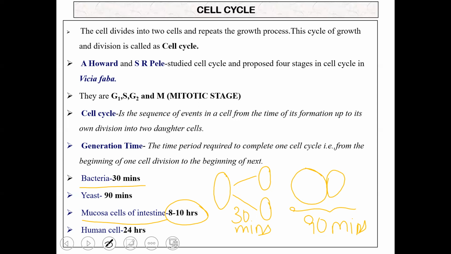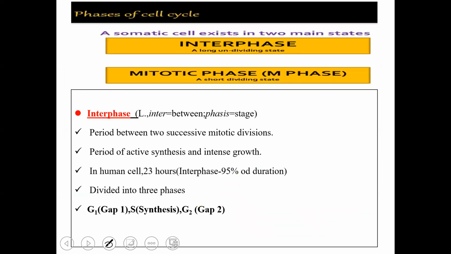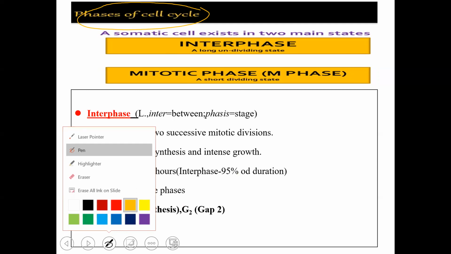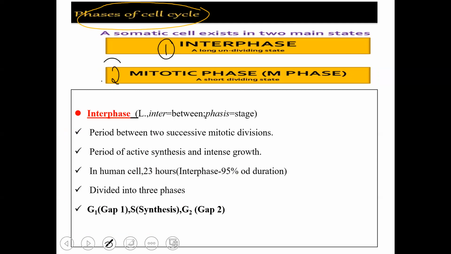Now, coming to the phases in detail, we'll go ahead with the details of the phases. Basically, it's divided into two important phases. As I told you earlier, the cell cycle is divided into two phases. One is the interphase. The second one is the mitotic phase. Interphase is the longest phase. Okay, interphase is the longest phase. It takes a lot of time, whereas the M phase or mitotic phase is a short dividing state. So the longest phase of the whole cell cycle is the interphase, and the shortest phase is the M phase.